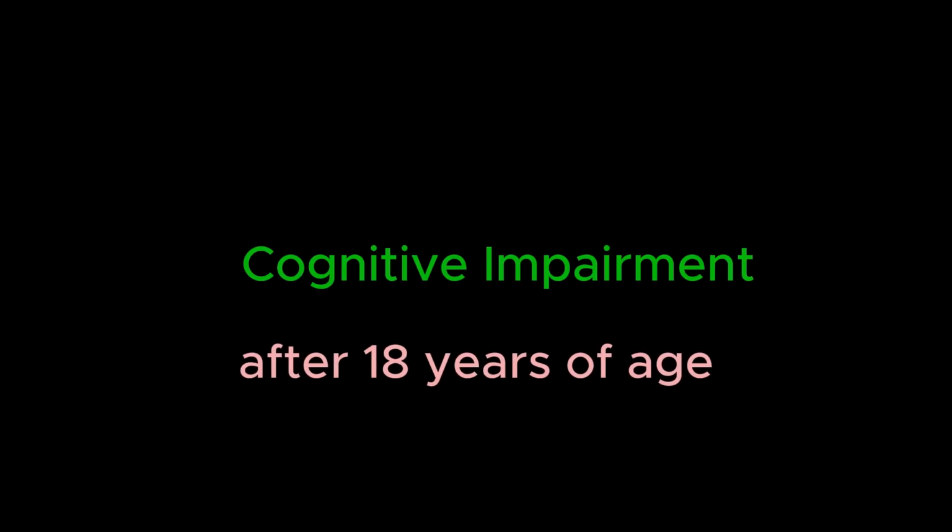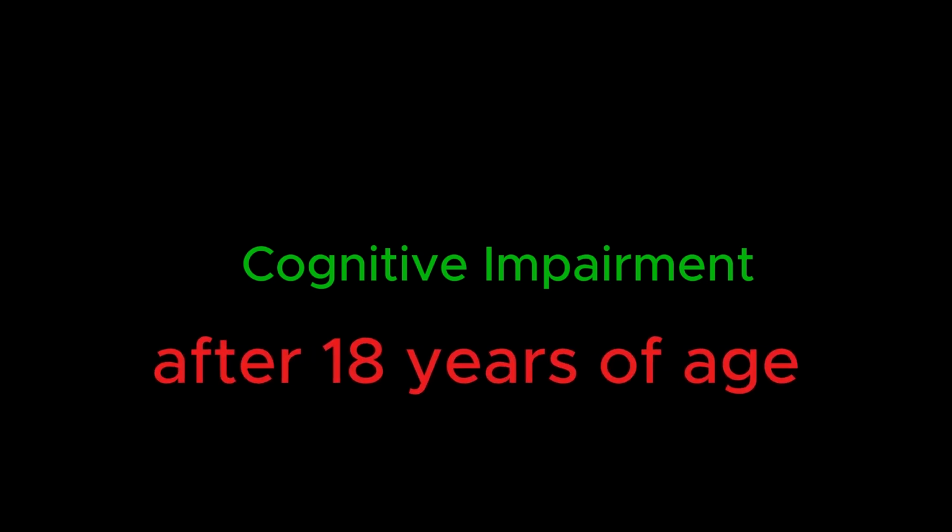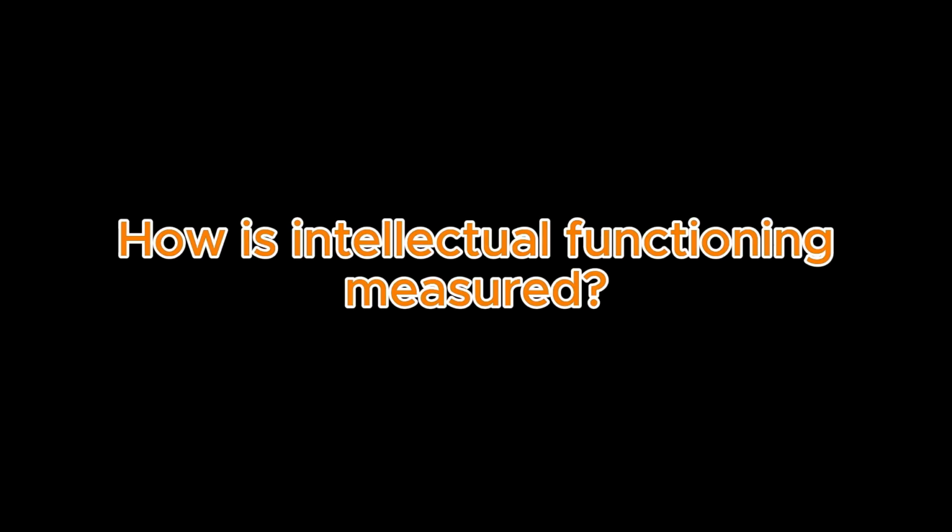If similar cognitive impairments occur after age 18, such as through a stroke or traumatic brain injury, they are classified as acquired neurological conditions rather than an intellectual disability, because an intellectual disability reflects a condition of developmental growth rather than a loss of previously established adult intelligence.